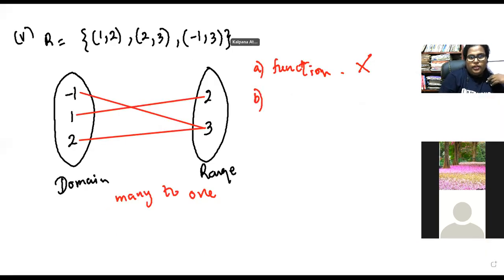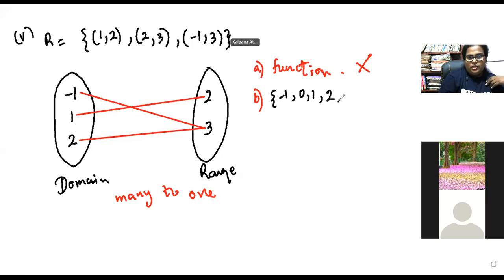So here you have two sets given as {-1, 0, 1, 2, 3}, no? Okay.